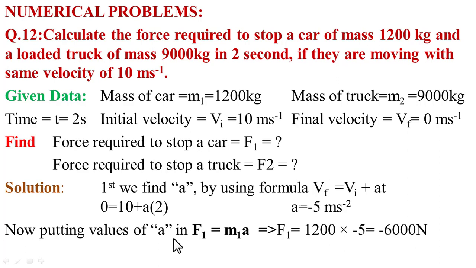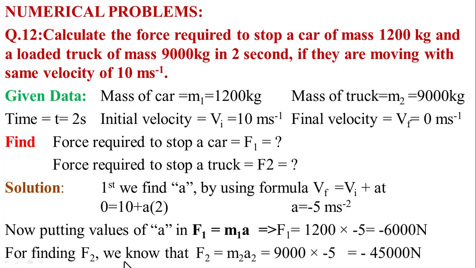Now we can put the values of a and find the value of F1. According to Newton's second law of motion, F is equal to ma, so F1 is equal to m1a. This implies F1 is equal to 1200 multiplied by minus 5, that is equal to minus 6000 Newton. Similarly, we can find the force F2 by using Newton's second law of motion. F2 is equal to m2a. Putting the values of mass and acceleration, 9000 multiplied by minus 5 is equal to minus 45,000. So the answer of F2 is minus 45,000 Newton. So the force required to stop a car is minus 6000 Newton and the force required to stop a truck is minus 45,000 Newton.